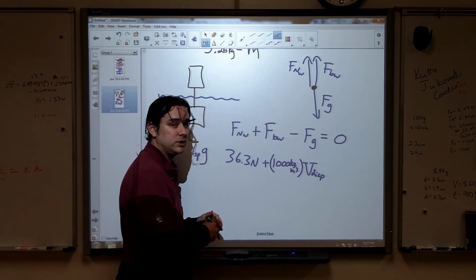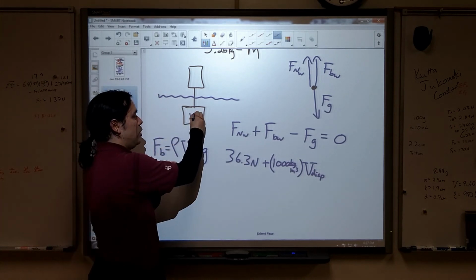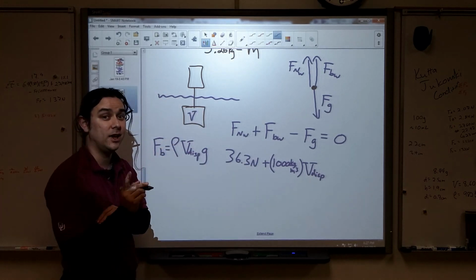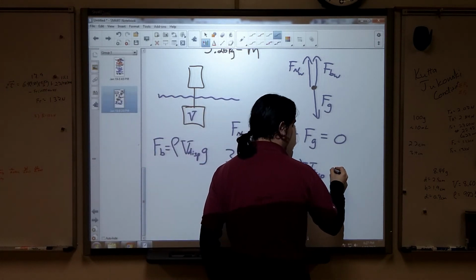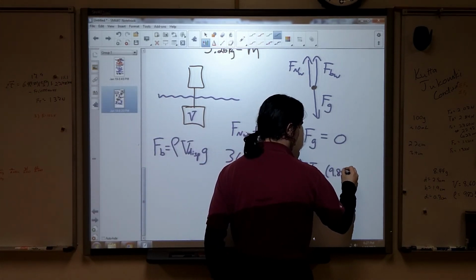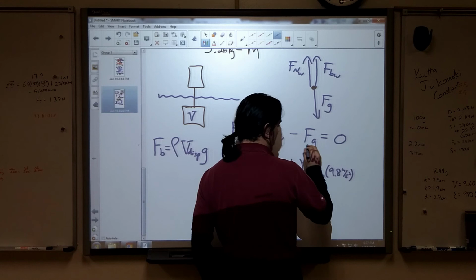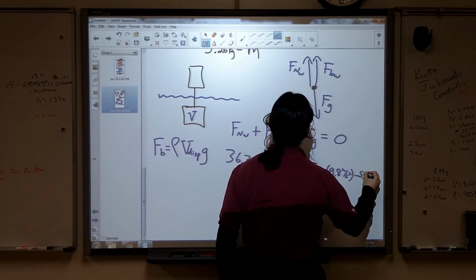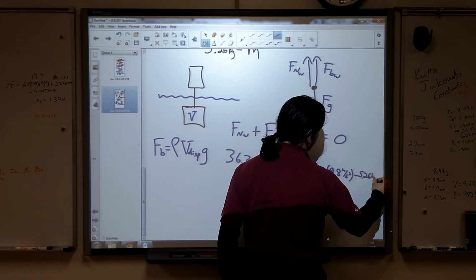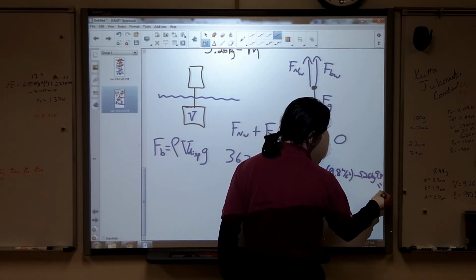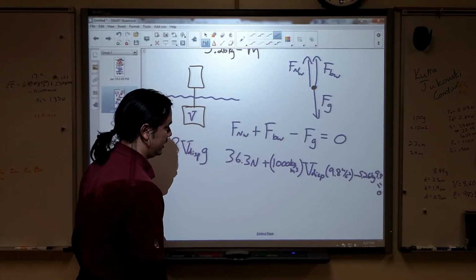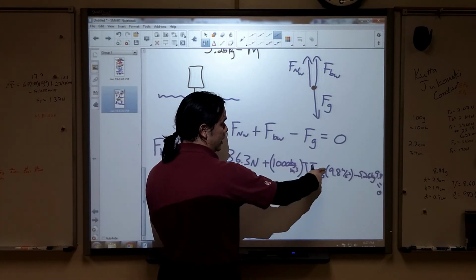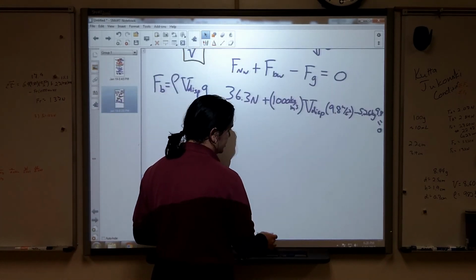So this volume displaced is actually the total volume of my object, the other thing that we need, times the acceleration due to gravity, which is 9.8 meters per second squared. And that is going to be minus the mass, which we just found, 5.26 kilograms times 9.8. And all of that will be equal to 0. I apologize that I'm running out of room here. But we have an equation here, and the only thing we don't know is the volume displaced.